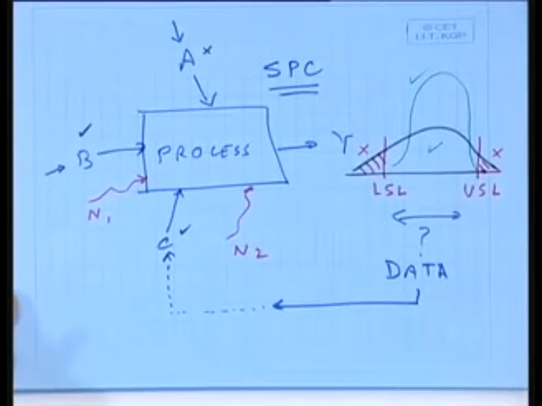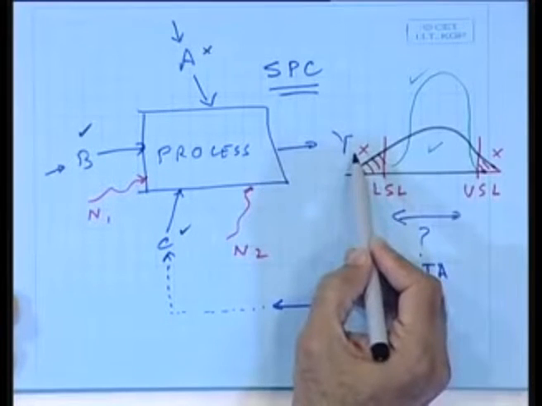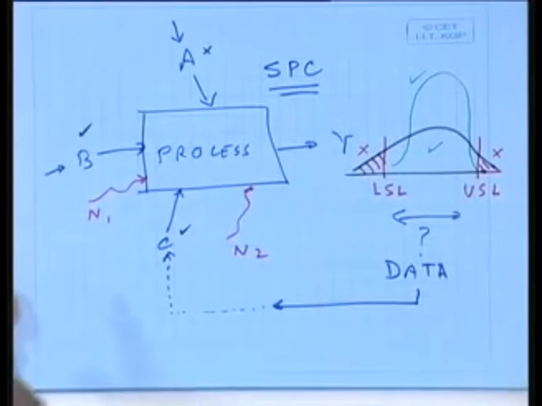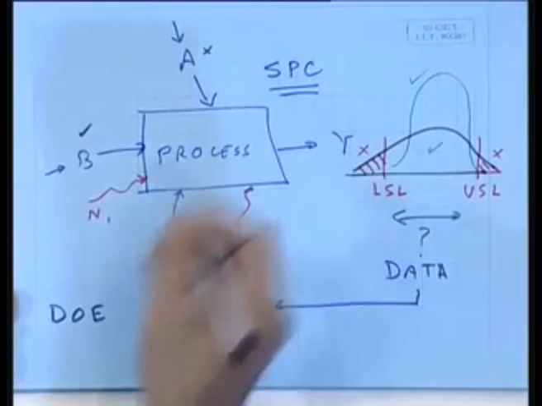What we would like to do is find out, first of all, which of these control factors really has an impact on Y, which has a strong impact, and which factor has not such a strong impact. This can be found by a technique called DOE, design of experiments. So then SPC moved up to DOE.